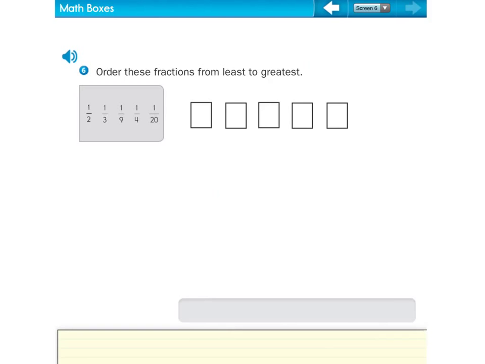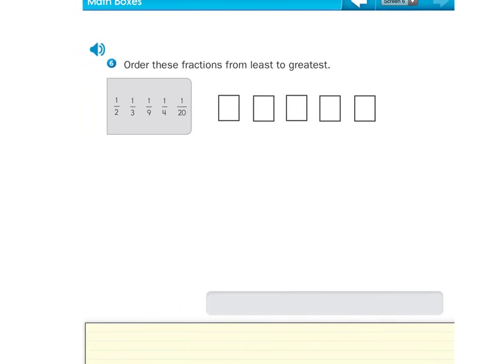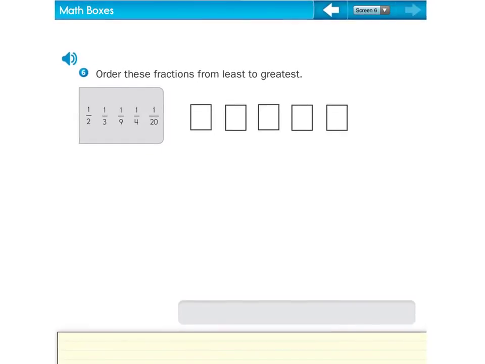So this one wants me to order these fractions from the least, I'm so sorry, I forgot to change that pen again, from the least to the greatest. That's important. I would highlight those two words, least to greatest. So I'm going to have my smallest fraction first, and then my biggest fraction last.